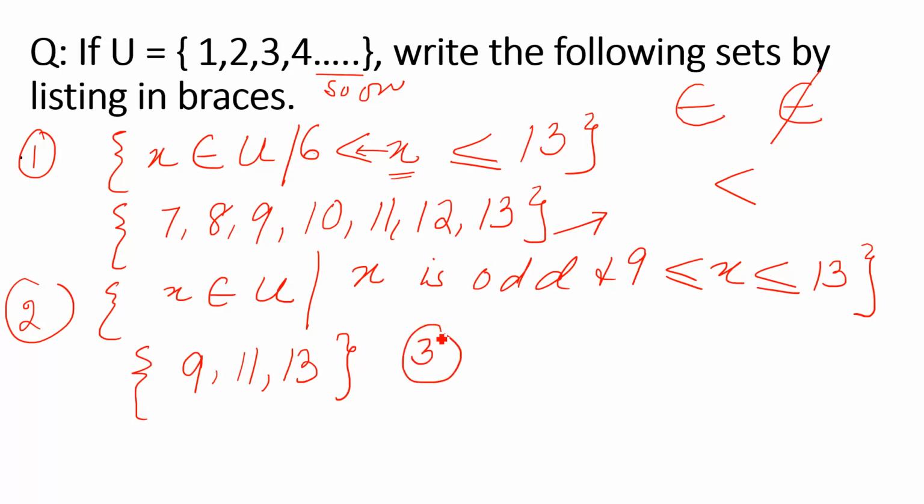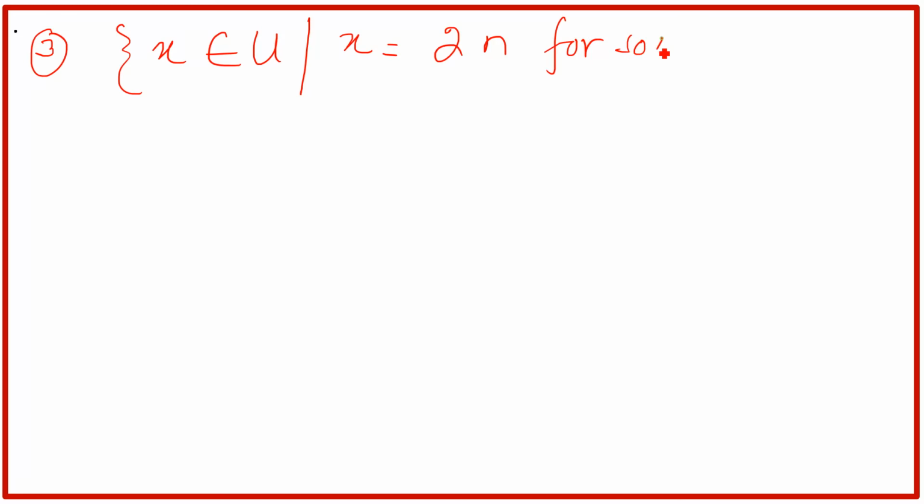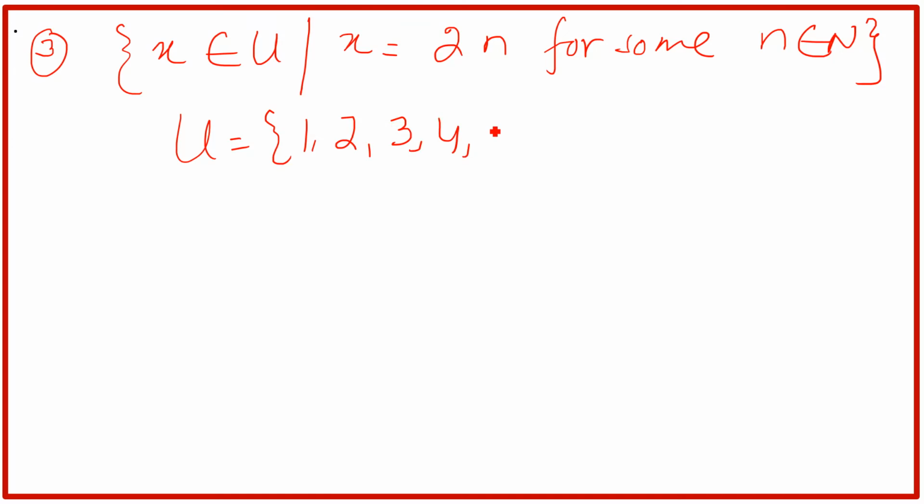One more question I will solve for you, then the concept will be clearer. Keep in mind U is 1, 2, 3, 4, 5. Third, suppose x belongs to U and U is 1, 2, 3, 4, 5, such that x is equal to 2n for some n belongs to N. I will write down U here: U is 1, 2, 3, 4, 5, and so on.